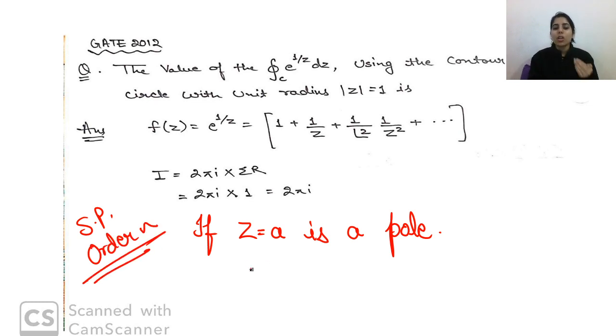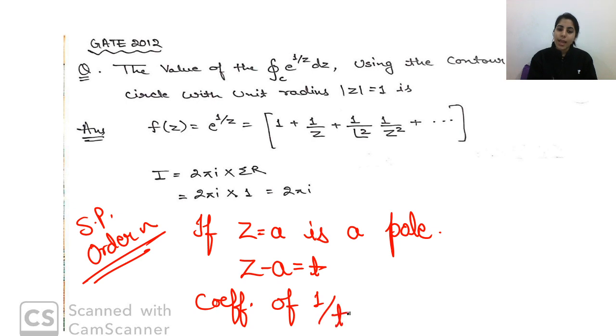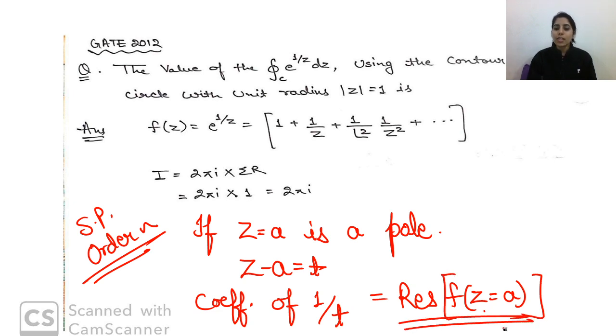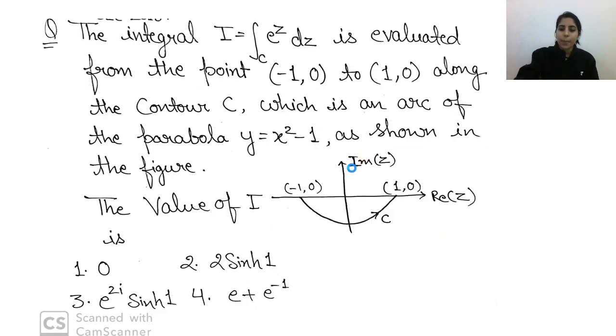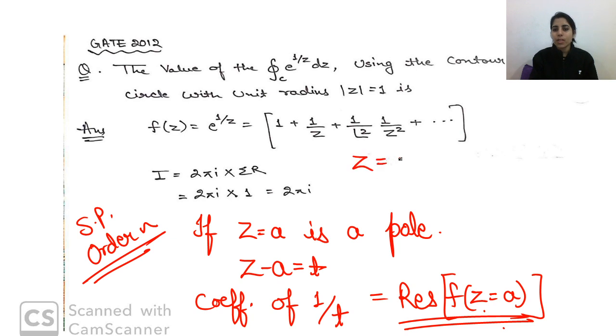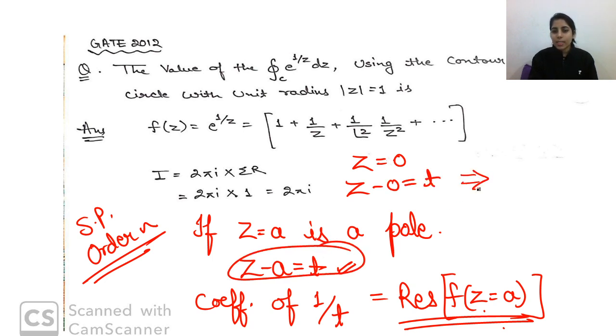What are the steps to find the residue for this pole? Let z minus a is equal to t. Then find the coefficient of 1 upon t, and whatever coefficient you get for 1 upon t is going to be the residue of the function at the pole z is equal to a. Clear? So now, what was our pole in this question? That was 0, so z is equal to 0 is the pole. As per this method, z minus 0 is equal to t. This is our step 1. We have considered it, and it shows z is equal to t.